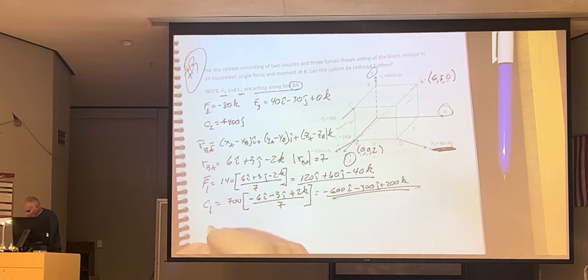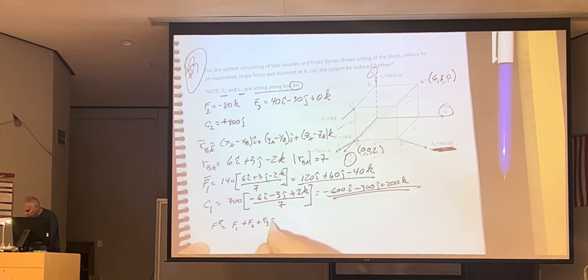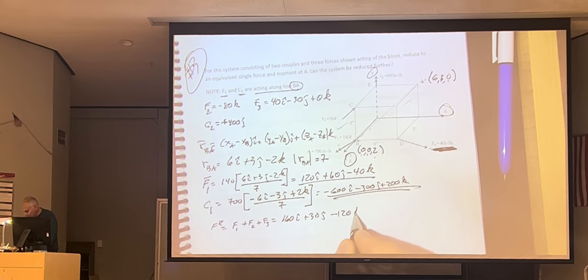All right, so what's my single force resultant? Well, my single force resultant would be F1 plus F2 plus F3. I just add i's, j's, k's together. If I do that, I'm going to get 160i plus 30j minus 120k.